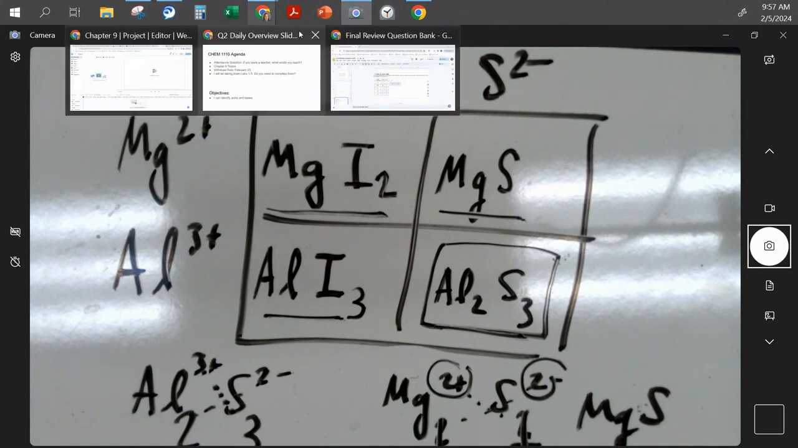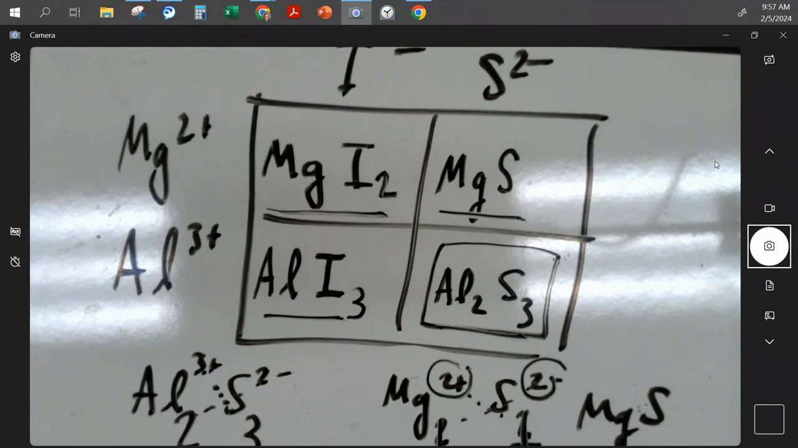Let's go to chapter 9, Acids and Bases. This is where you are going to start needing to know the common strong acids and strong bases, and there's like one weak acid and one weak base.